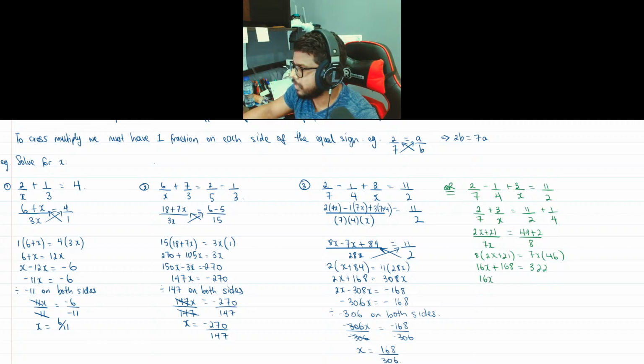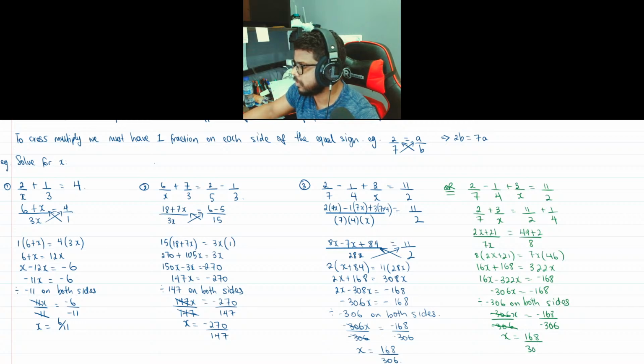Rearrange. 16x take away 322x is minus 168. 16 take away 322 minus 306x is minus 168. Divide by, shucks, don't have to write it in words, put it in symbols. Divide by minus 306 on both sides, and I get minus 306x over minus 306 is minus 168 over minus 306. You go cancel with you. X is minus and a minus is a plus. 168 over 306. So I get the same answer.